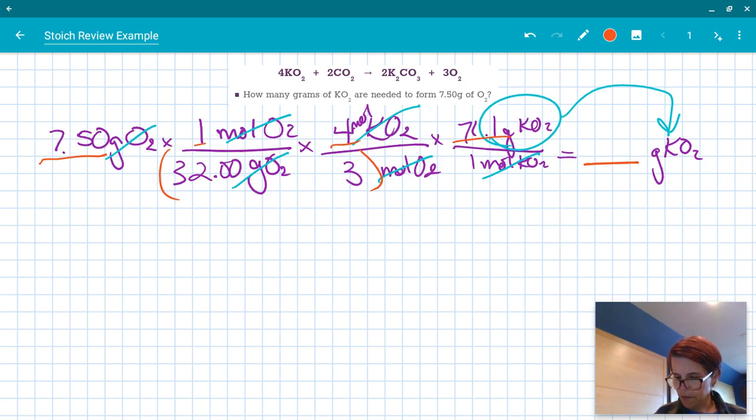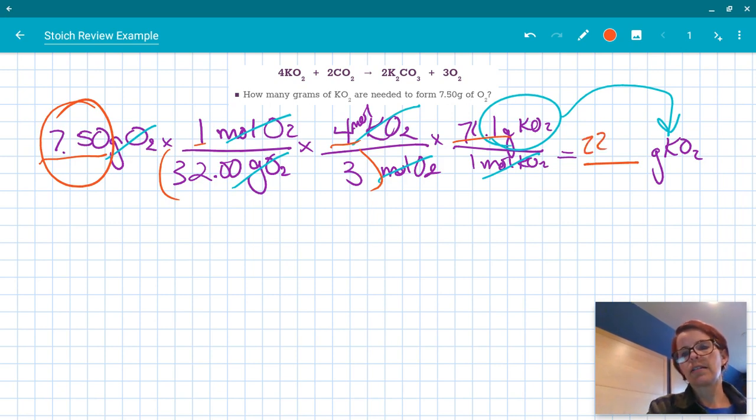So 7.5 times 4 times 71.1 divided by parentheses 32 times 3, close parentheses, is 22.21875. I'm going to look at my initial number of significant figures, which is 3 today. So I'm going to take that to 22.2. And that, ladies and gentlemen, is our review stoichiometry problem.